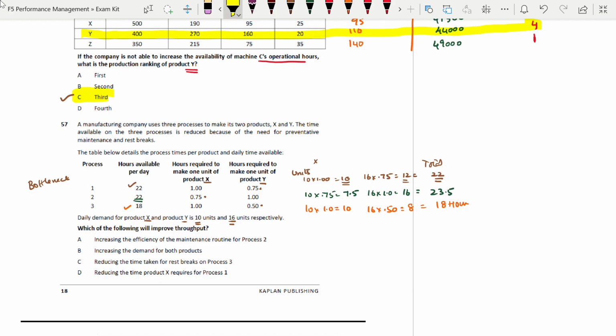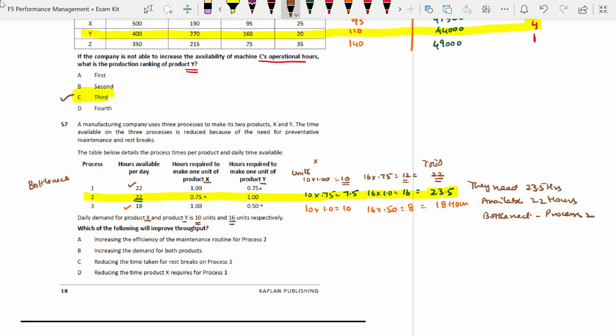The problem is here, where the problem is in process 2. They need 23.5 hours. Is it right? They need 23.5 hours. See, I will write here. They need 23.5 hours. Available is how much? Available is 22 hours. So the bottleneck is process 2.